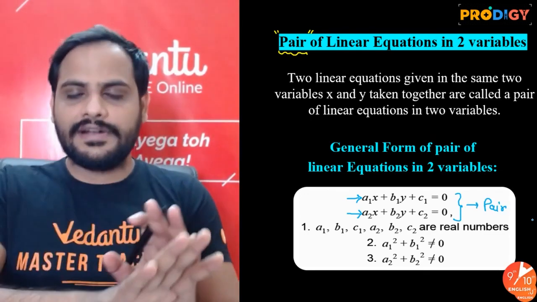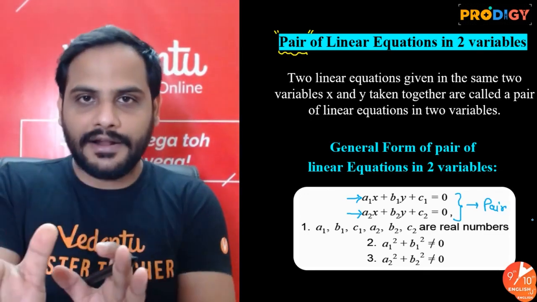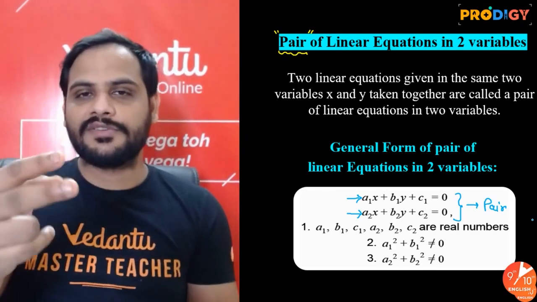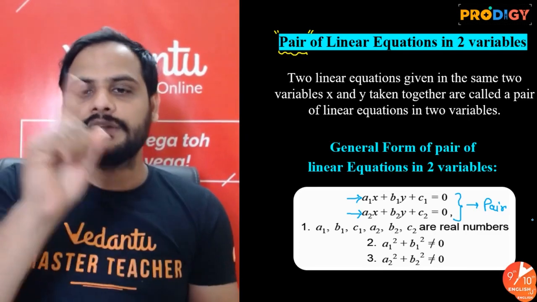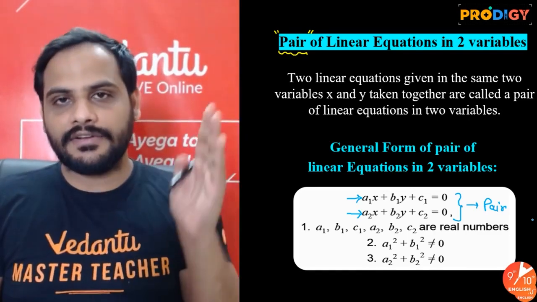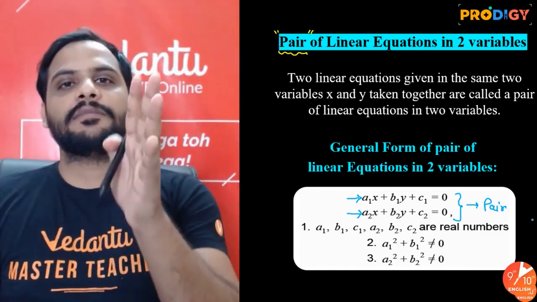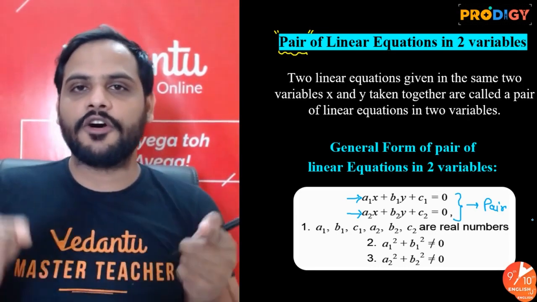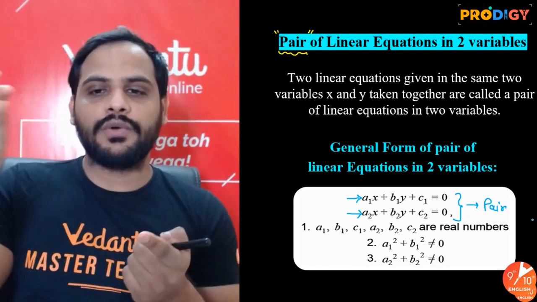How do you solve it? Leave that everything right now. Only focus on the form. So these are the two equations. Two equations are there. That is why I have called it a pair. The coefficients of x are a1, a2. Coefficients of y are b1, b2. And the constant terms are c1 and c2. This is the standard form. In standard form, we want equal to 0.